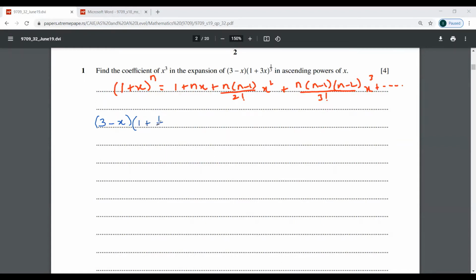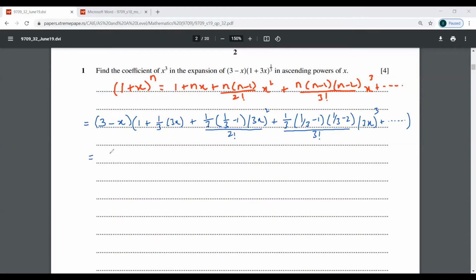1 plus nx plus n into n minus 1 into this x squared, and I just missed the 2 factorial here. Okay, plus n into n minus 1 into n minus 2 over 3 factorial, and then you have this 3x cubed. Since we are only interested up to the power 3x cubed, I'll just leave it up to here. So this is 3 minus x. After simplifying, we get 1 plus x. Okay.